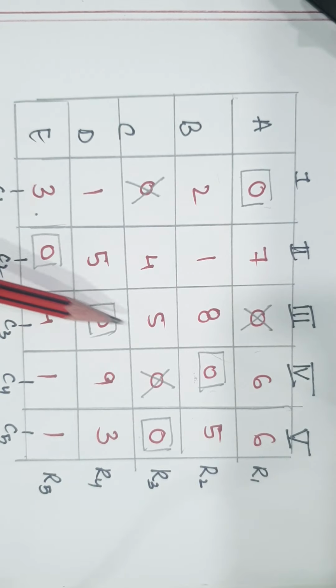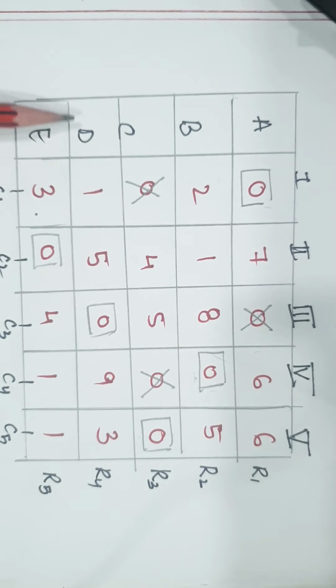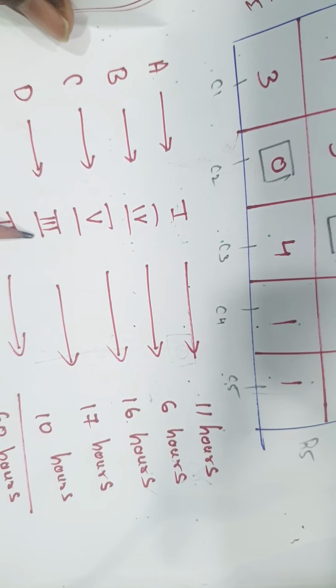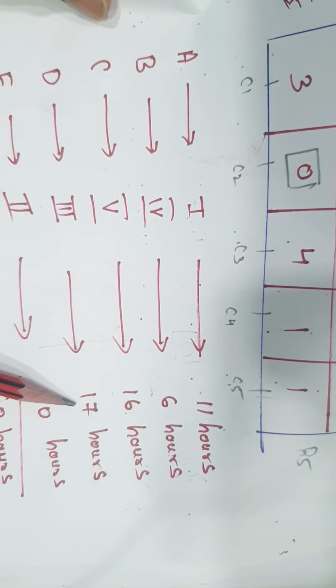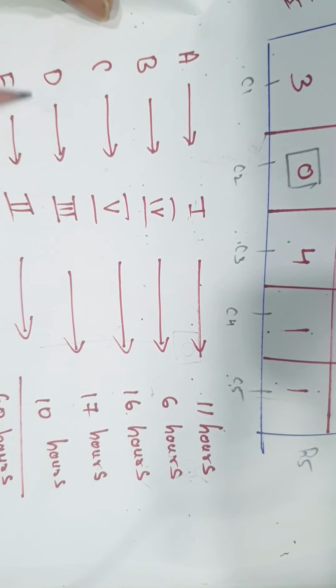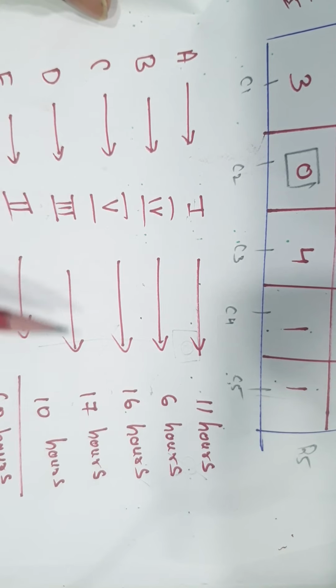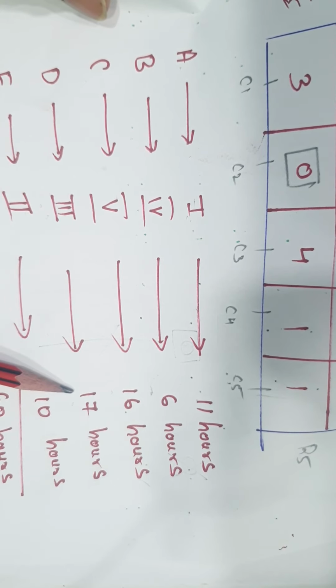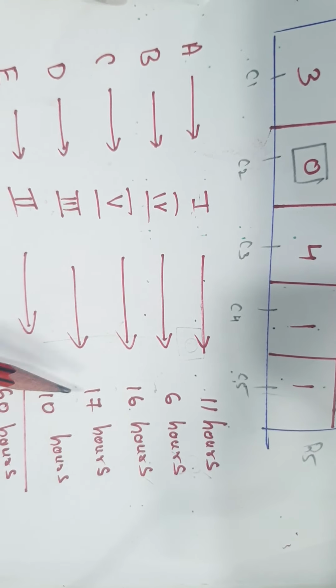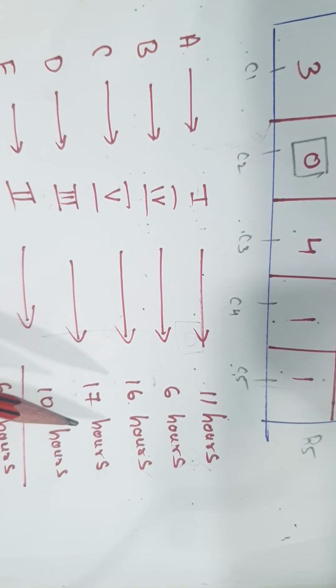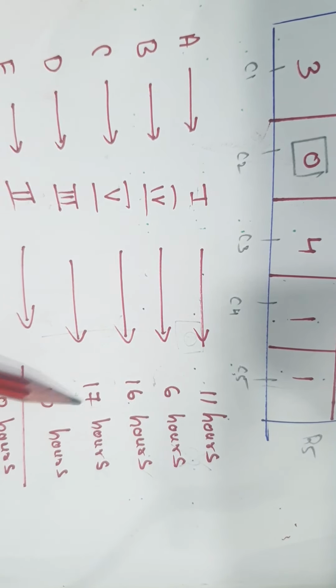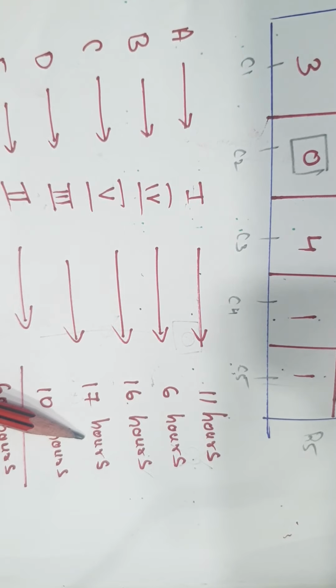Then D is assigned to machine 3. How many hours? 17 hours. So from where did you get this 17? From the question you got the value 17. You have to write it in terms of hours.